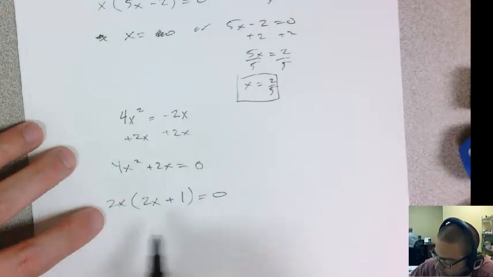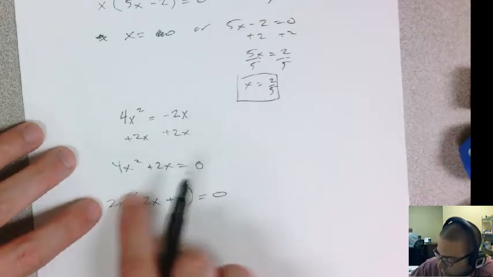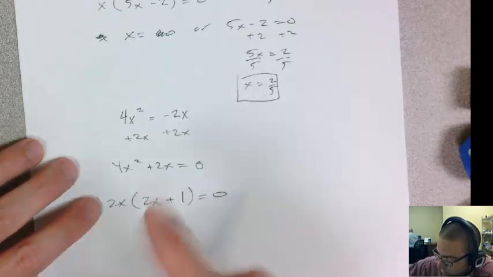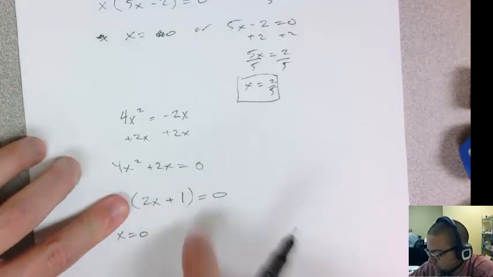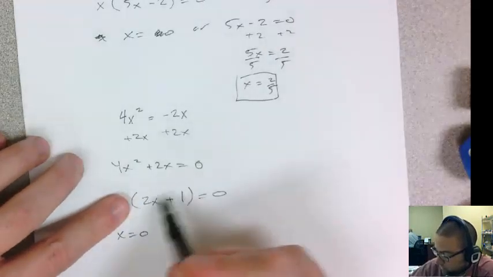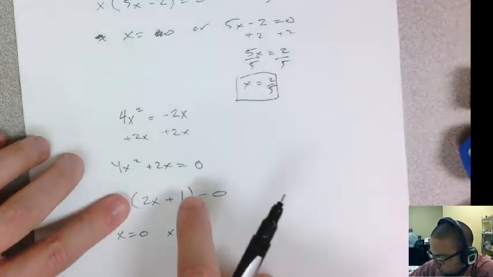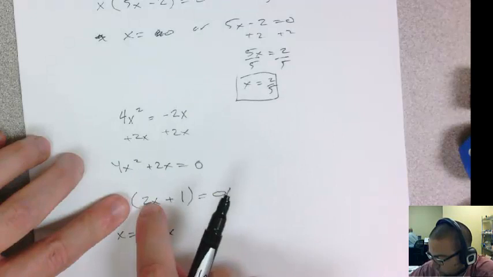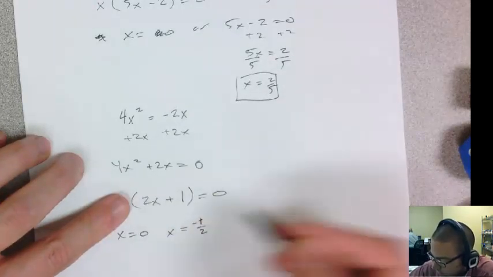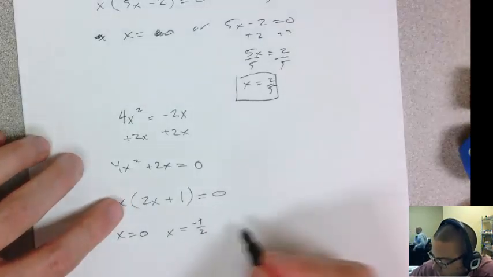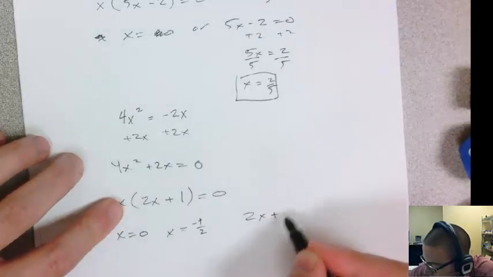And now, this term tells me that x is equal to 0. And this term tells me, let's see, you want to know the shortcut of figuring this out. It's the opposite of the back divided by the front. So it's negative 1/2. Okay? But do you want me to prove it to you? I'll go ahead and show you how it's working.